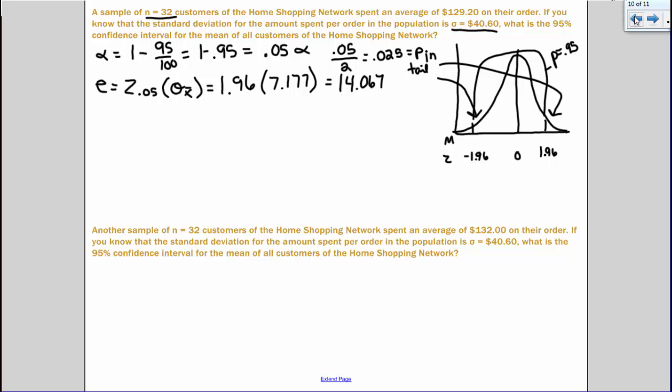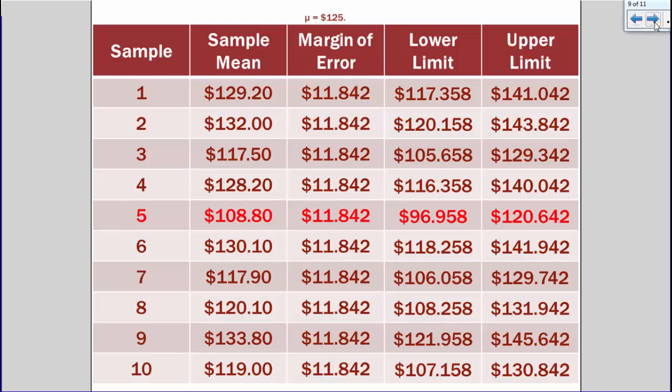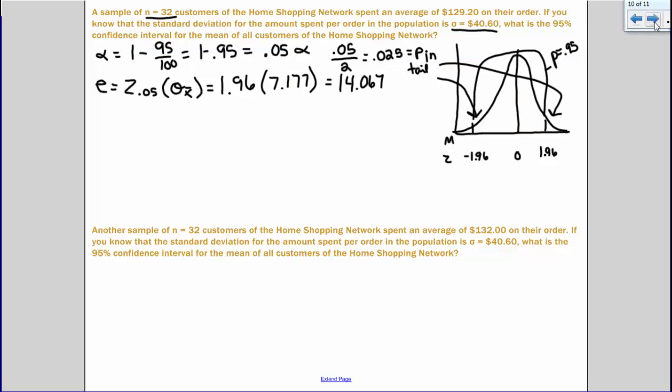And as expected, that margin of error is larger than the margin of error when we have a confidence level of 90%, because we're going to have a wider confidence interval, because we want to be more confident that the population mean would actually fall into it. All right, so here's E.